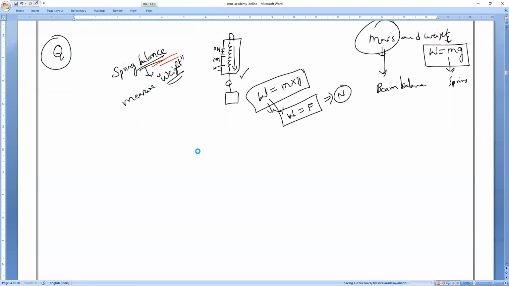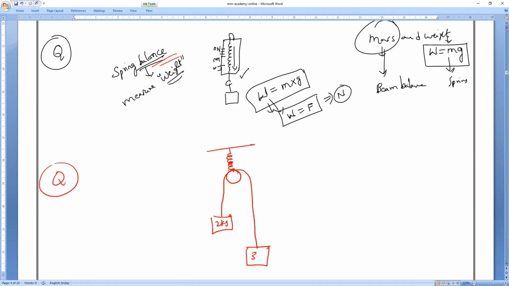So observe very carefully. There is a spring balance. Just imagine a spring balance. There is a spring attached instead of a string, and the pulley is attached to the spring. On one side there is a mass of 2 kg and on the other side a mass of 4 kg.